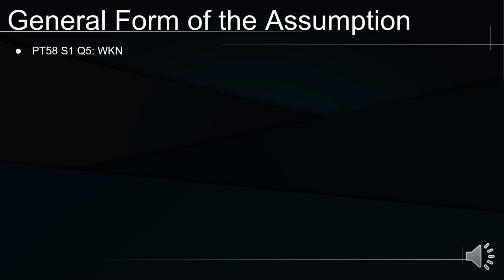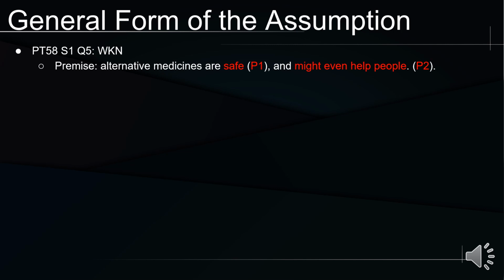That's PT 58, section 1, question number 5, which is a weekend question. So this is our doctor saying stuff here. The premise has several elements, so let's just go over both of them. We hear that alternative medicines are safe and they might even actually help people. I would say that those are two distinct ideas within the premises. So we have these two pieces of data: that alternative medicines are safe and they possibly can help people.